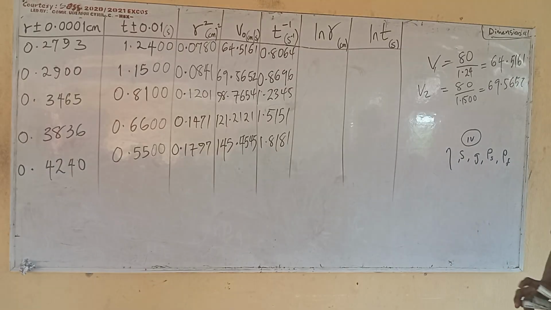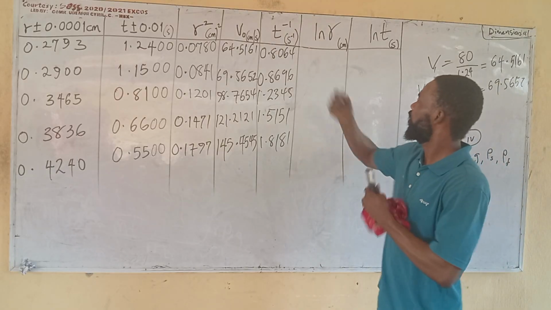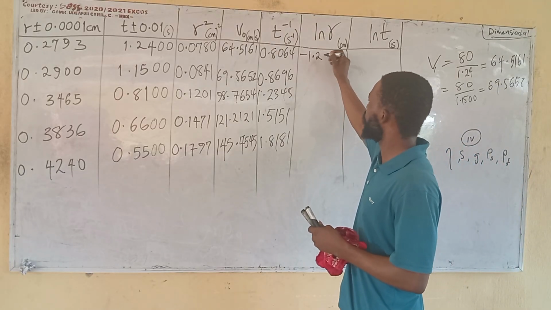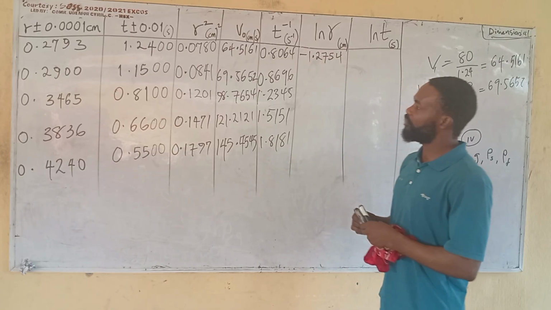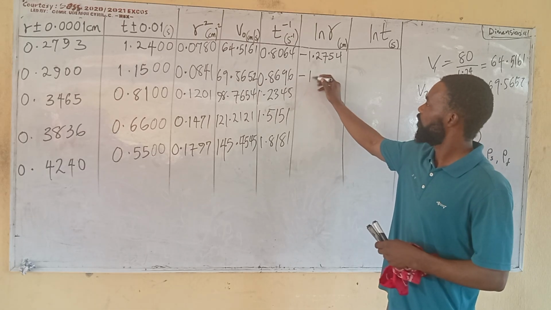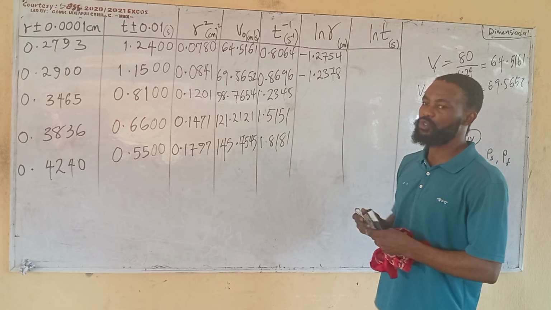Natural log of R. That is natural log of 0.2793. Give me. Minus 1.2754. Natural log of 0.2900. Minus 1.2378. So give me the next one.